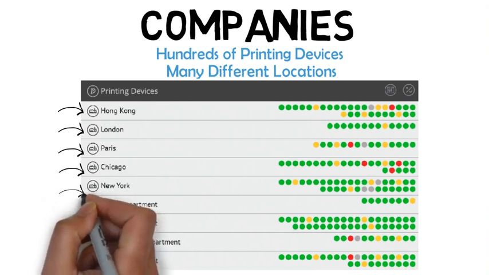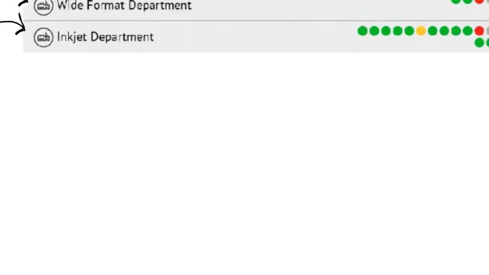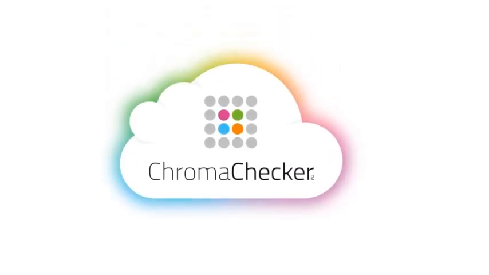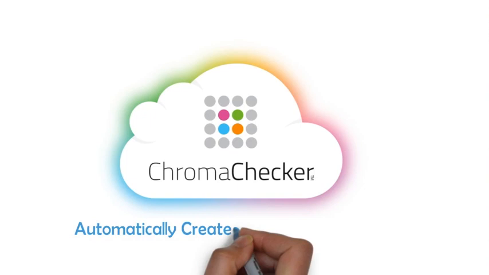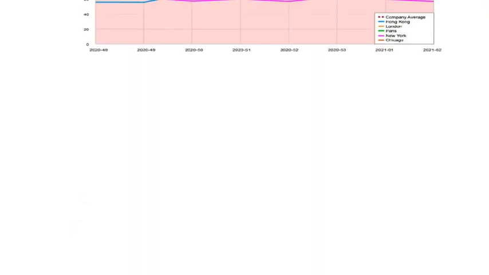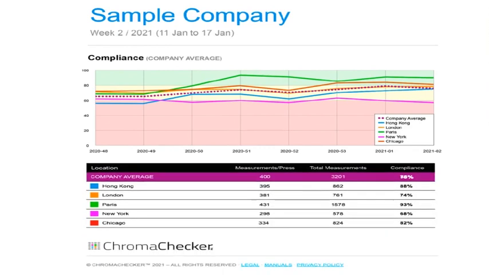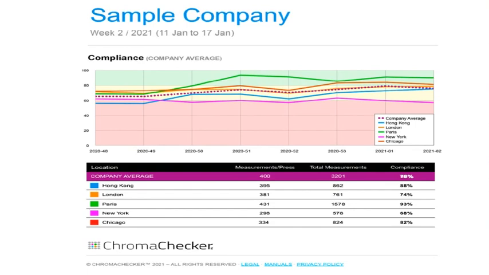Every dot on this graph represents a different printing device, and by clicking on the dot, it will immediately bring you to that printing device, showing you its history. In addition, ChromaChecker can automatically create and email weekly continuous improvement reports showing the past week's results summarized with trend lines for each location and department, each compared to the company average.